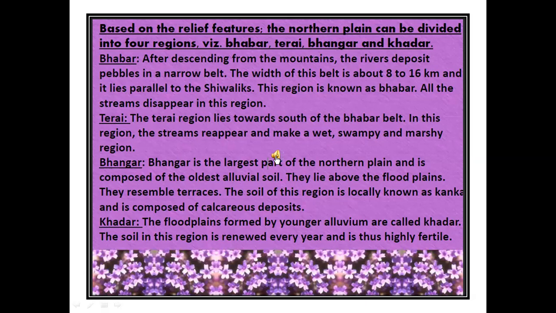The largest part of the northern plain is formed of older alluvium. They lie above the floodplains of the rivers and present a terrace-like feature. This part is known as Bhangar. The soil in this region contains calcareous deposits locally known as kankar, calcareous meaning containing calcium carbonate.